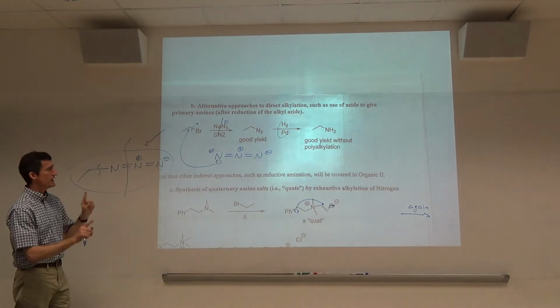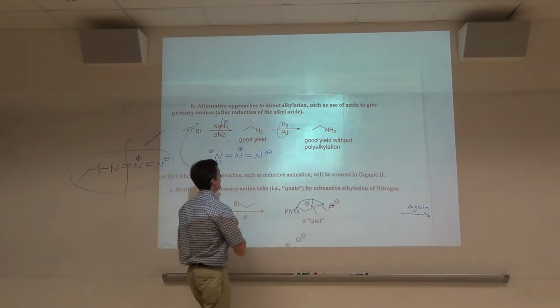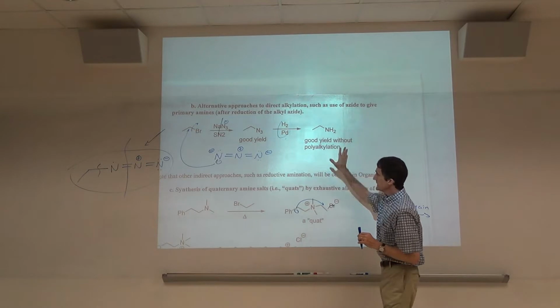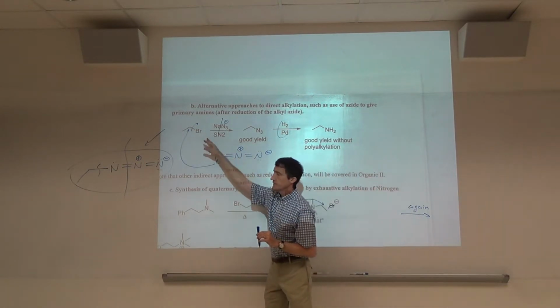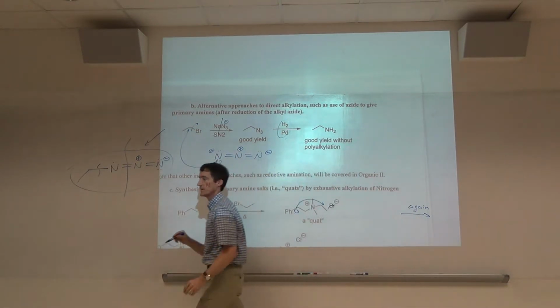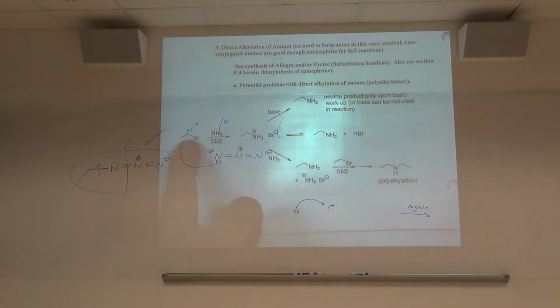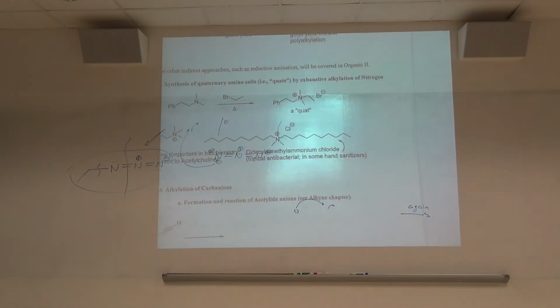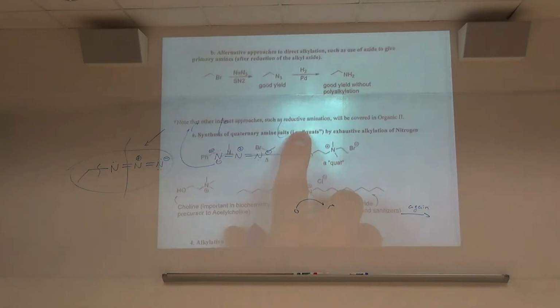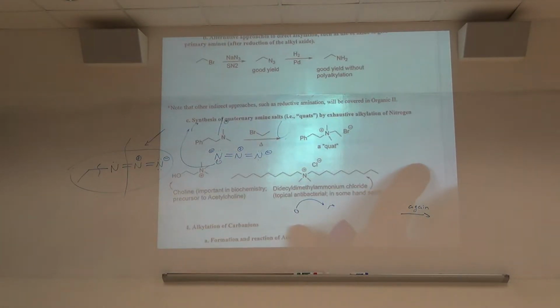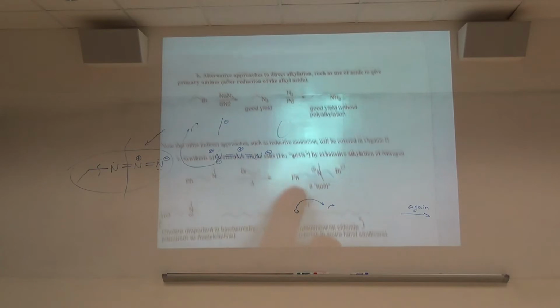And this is an indirect route because we didn't react the nitrogen directly there, like on the previous page. Direct route would be to take ammonia and try to make that. There's many other indirect routes, and in organic 2 we see a few other ways to make alkyls. That's what I say here.